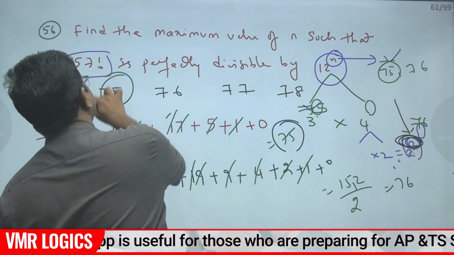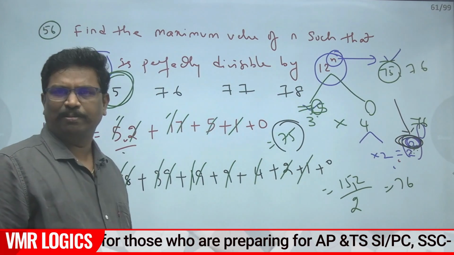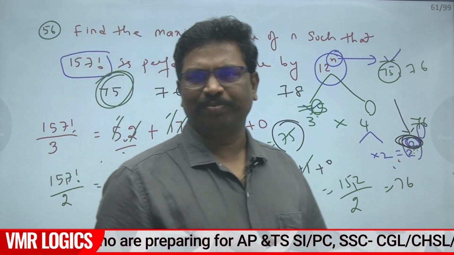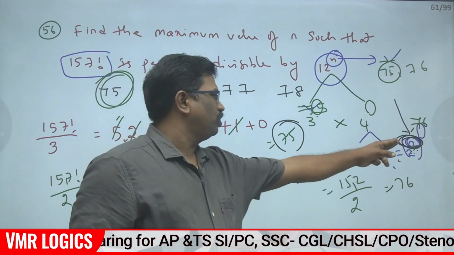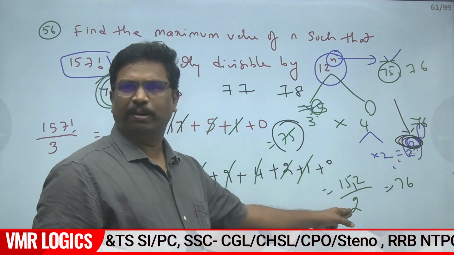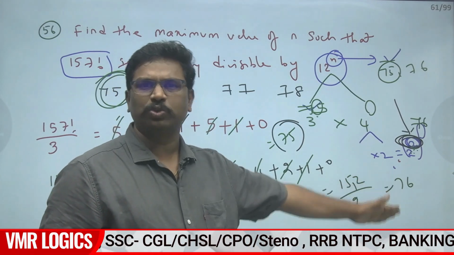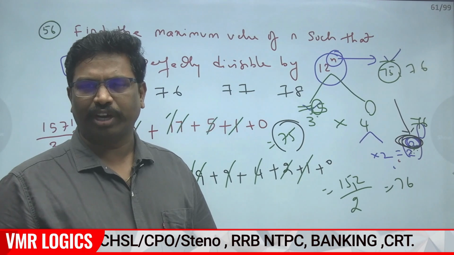So the answer is 75. That's all. Clear? Most important one. Guys, here power 2 is there, so just do it by 2 here, by 2 here. When power 2 is there, divide by 2 by 2, right?